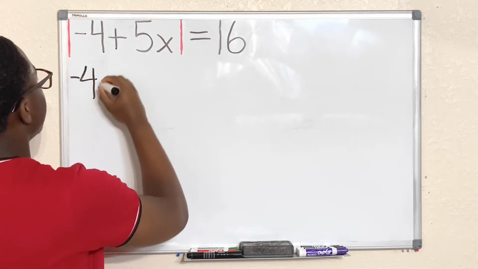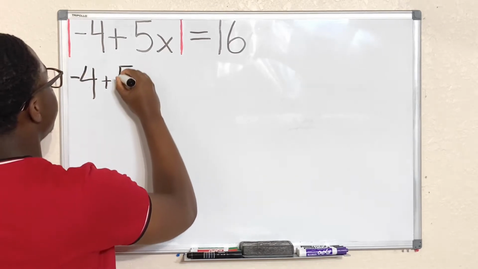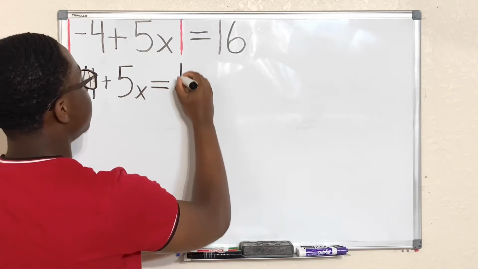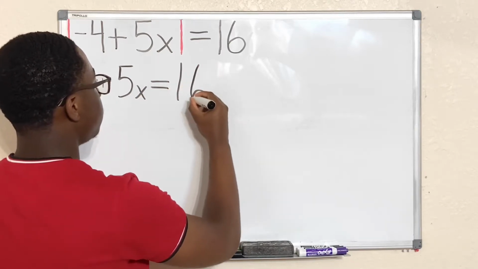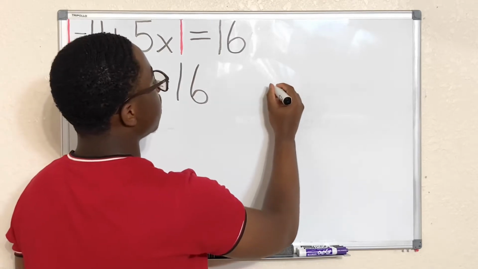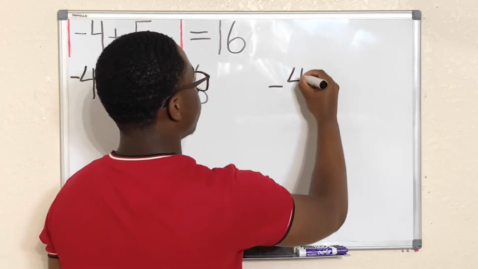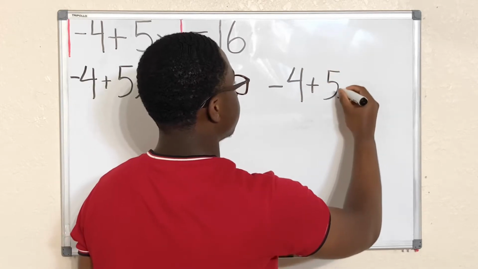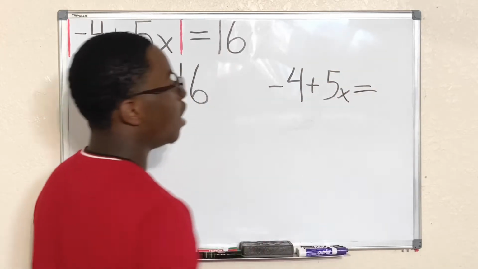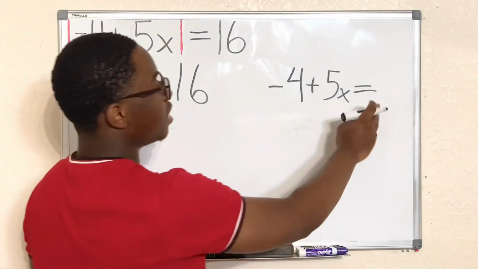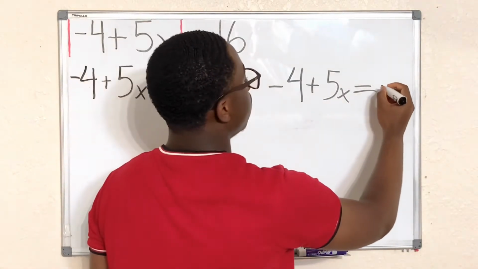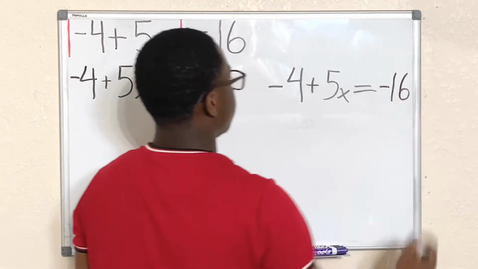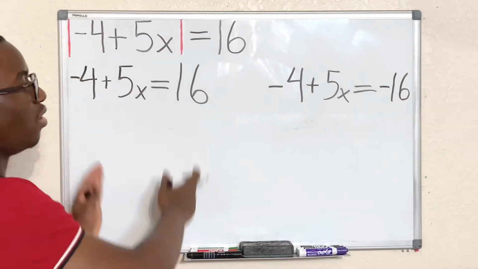-4 plus 5x is going to be equal to 16. Then we have on our opposite side, -4 plus 5x is going to be equal to, now everything on the opposite side of this equal sign is going to be negative. So 16 times -1 will give us a -16. Now let's go ahead and solve these separately.